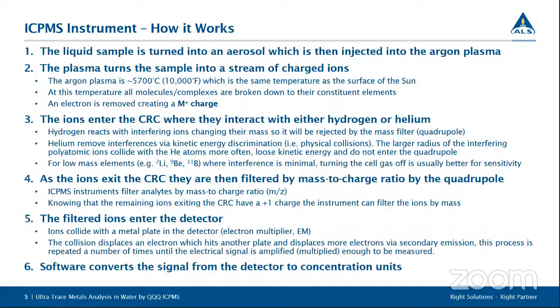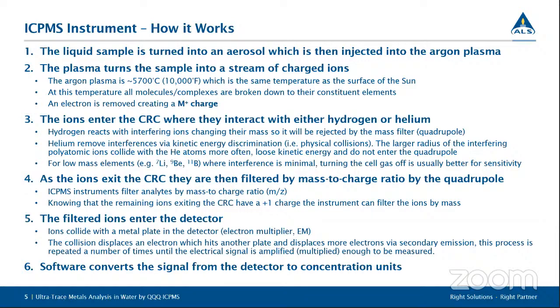So to just go over the sample flow, how you go from having a liquid in a tube to getting a number out of the instrument. The liquid sample is turned into an aerosol and then is injected into the argon plasma. The plasma turns the sample into a stream of charged ions, due to the high amount of energy in the plasma.